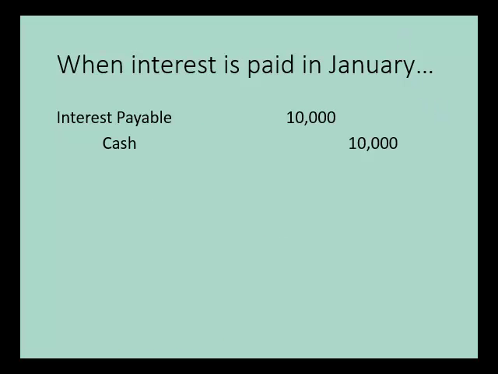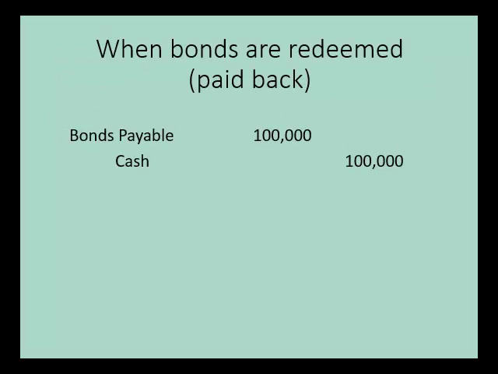And then, of course, when the interest is paid in January, we'll debit interest payable to remove the liability from the books and credit cash for the amount of interest paid. And then years from now, when the bonds become due and the corporation pays back the amount borrowed, because remember, bonds payable are a long-term liability, so this is going to be years in the future, the company will debit bonds payable and credit cash when the bonds are repaid.